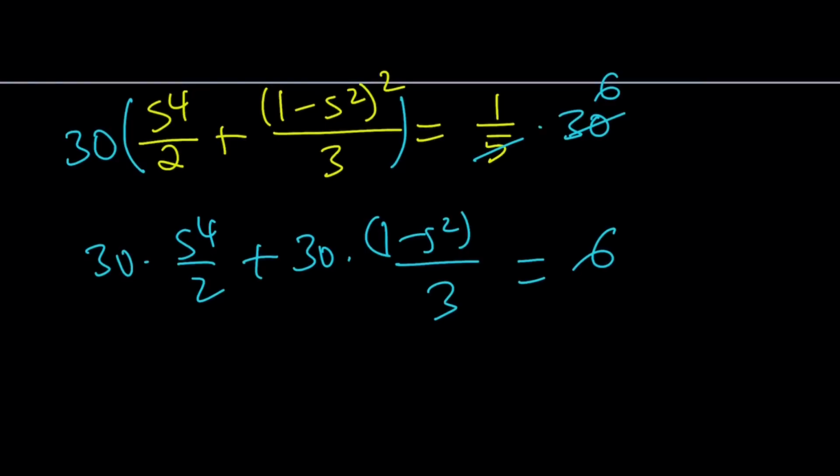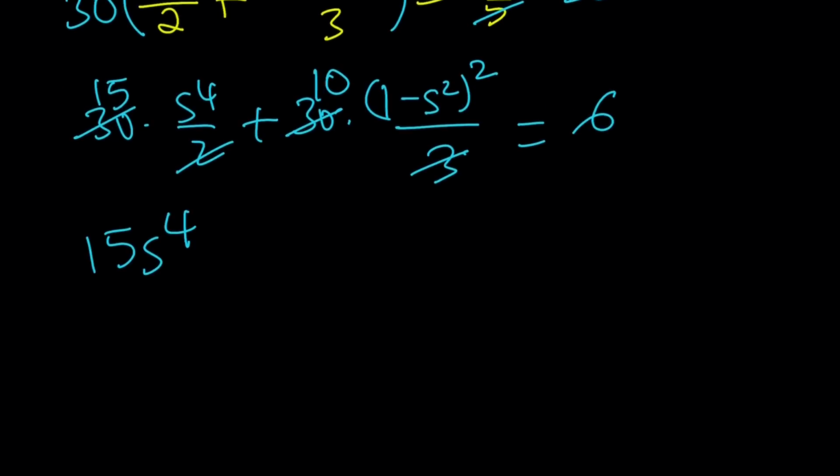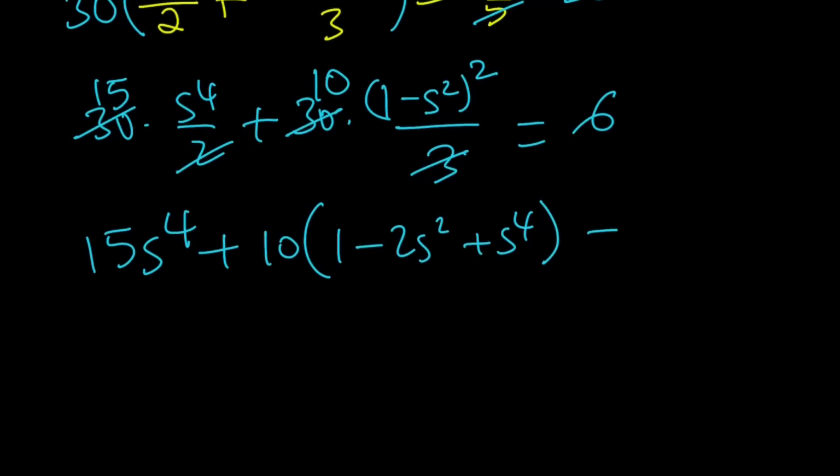Okay, now we've got a perfect square, 1 minus s squared squared, so that's going to be like a fourth power. But let's go ahead and simplify this first. 2 goes into 30 15 times, and 3 goes into 30 10 times. So the first part is going to give us 15s to the fourth power. And now I'm going to expand this. How do you expand a minus b squared? Remember the formula. It is going to be 1 minus 2s squared plus s to the fourth. That's not my favorite method, by the way, but that's okay.